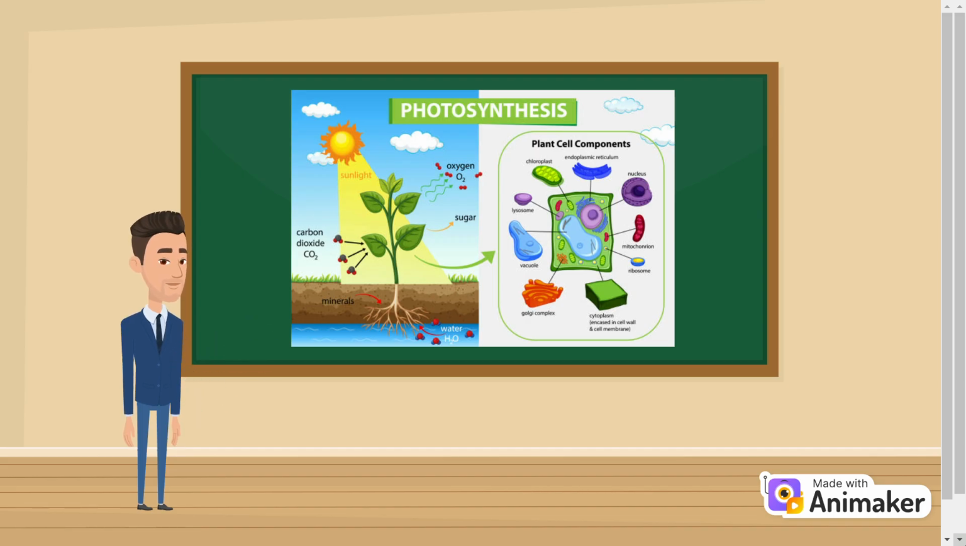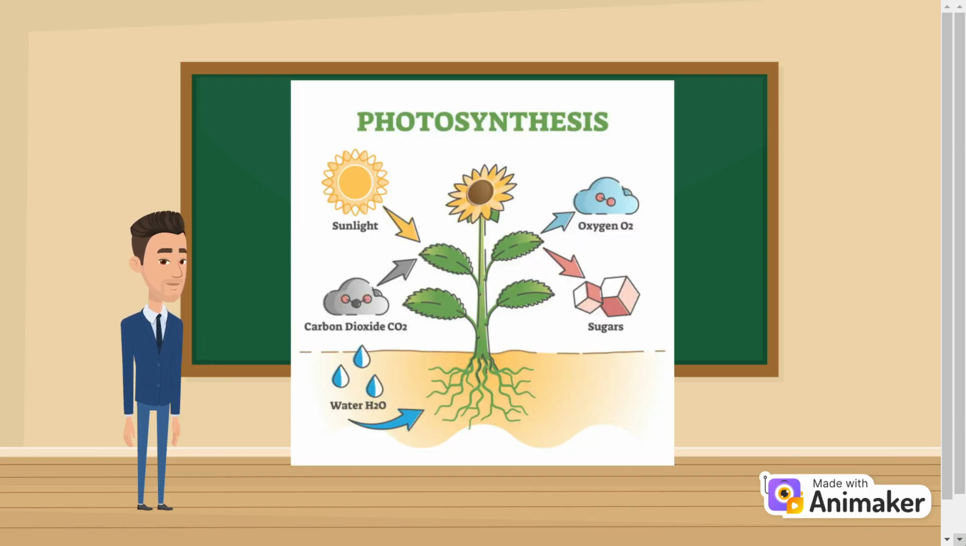Fourth, how do plants absorb nutrients? Roots are the main part of the plant that absorb water and nutrients from the soil. The root hairs, tiny extensions of root cells, increase the surface area for better absorption. Nutrients like minerals and water are taken up by the roots and travel through the xylem, a tissue that transports water and nutrients to the leaves and other parts of the plant.